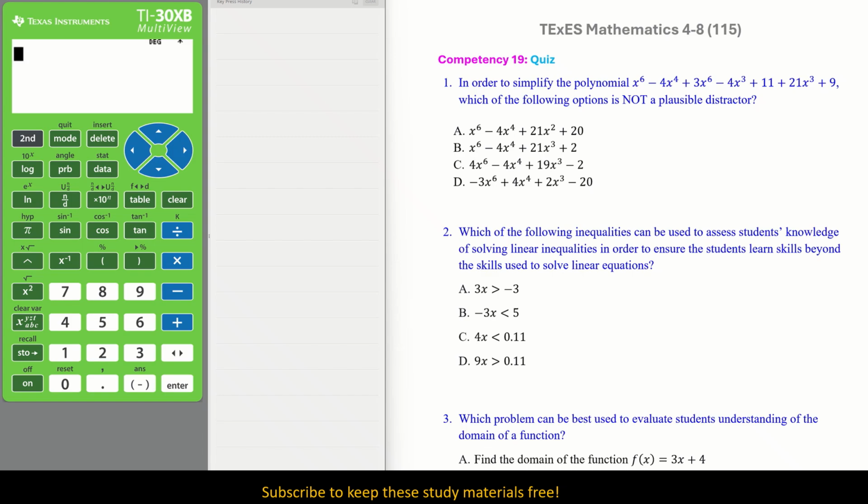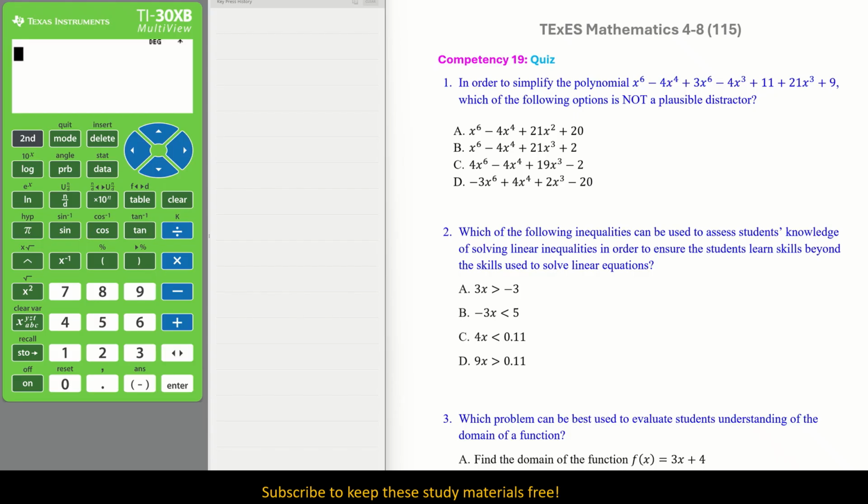Number 1. In order to simplify the polynomial x to the 6th minus 4x to the 4th plus 3x to the 6th minus 4x to the 3rd plus 11 plus 21x to the 3rd plus 9, which of the following options is not a plausible distractor?